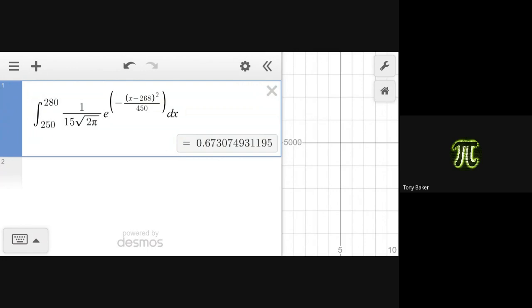So how many months is 250 days? Yeah, like 8 and some change. More than 6 months, definitely. How many months is 280 days? A little over 9 months. So about 67% of pregnancies will be between those values.